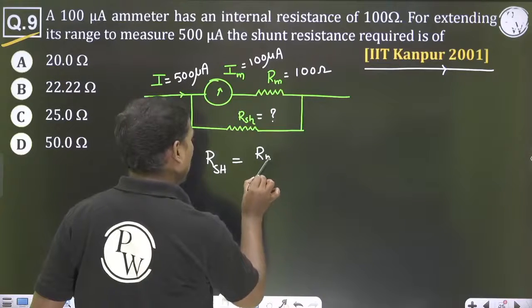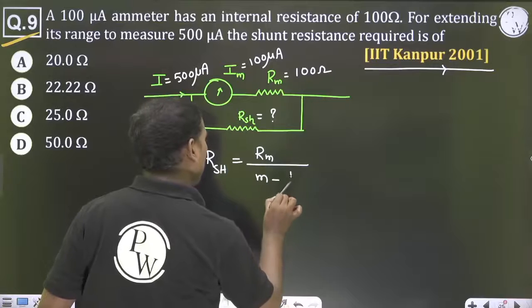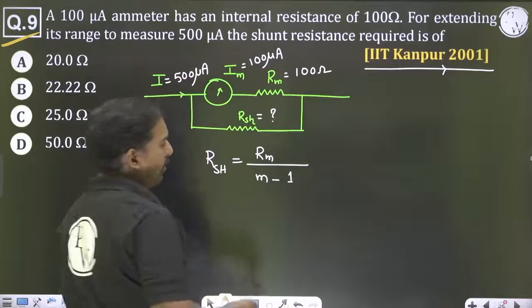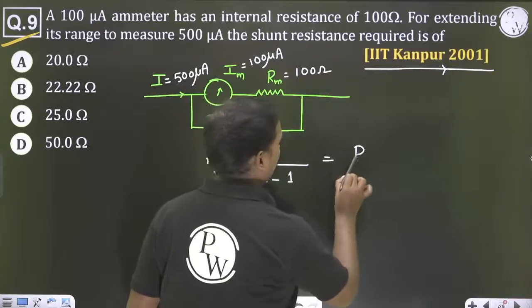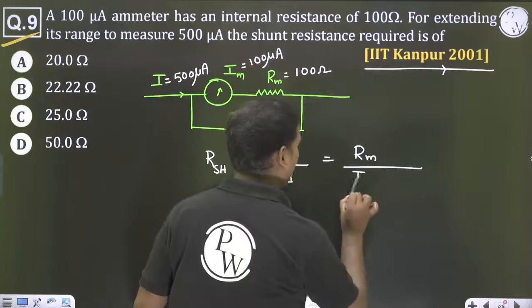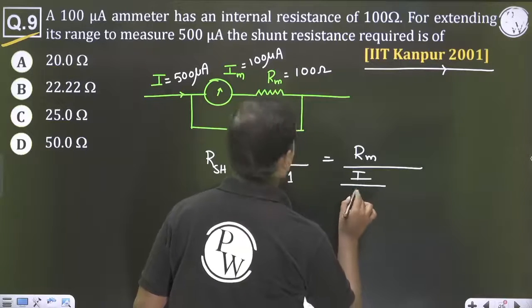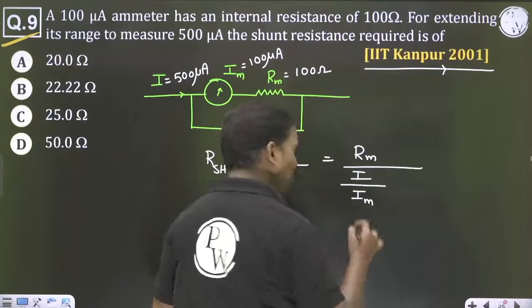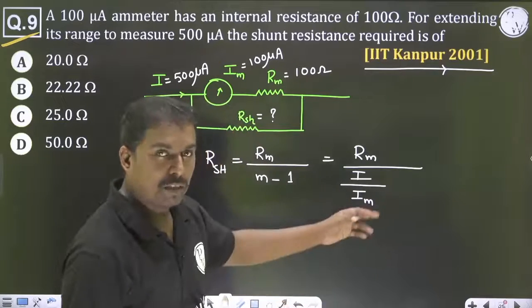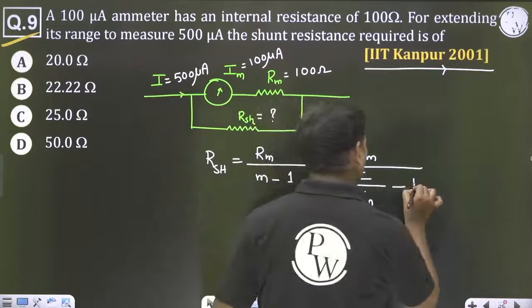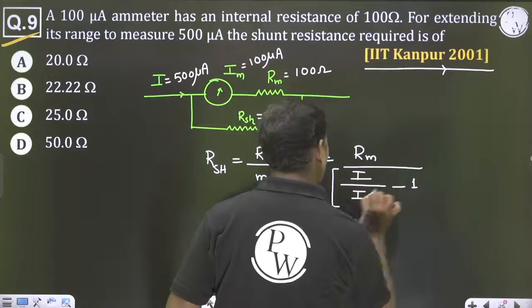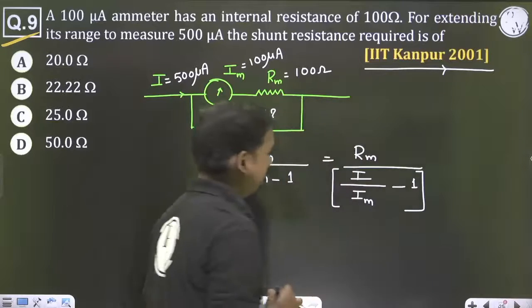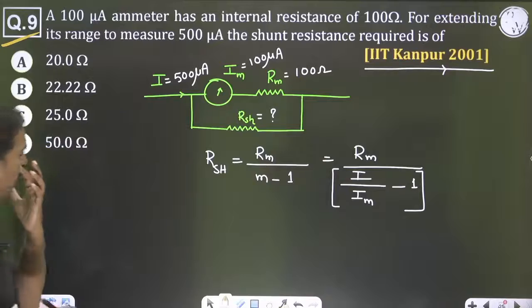So I can write Rsh is equal to Rm by M minus 1, where M is the multiplying factor of the current. So what is that? I by Im. What is I? I is the range to which you want to extend. Im is the meter current. So minus 1. Rm by I by Im minus 1.